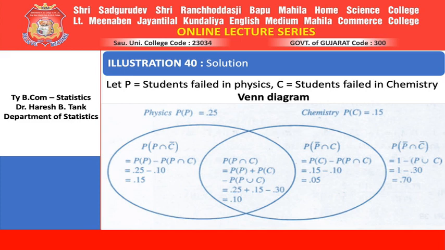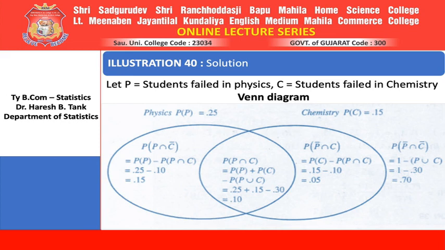The first component is probability of P intersection C complement, which is nothing but probability of P minus probability of P intersection C. 0.25 minus 0.10 becomes 0.15. The middle part, which is common, probability of P intersection C is nothing but probability of P plus probability of C minus probability of P union C. All these probabilities are known to you, which is 0.25 plus 0.15 minus 0.30, which comes to 0.10. Right hand side, the third component, probability of P complement intersection C, which is probability of C minus probability of P intersection C. 0.15 minus 0.10 is 0.05. Fine enough.